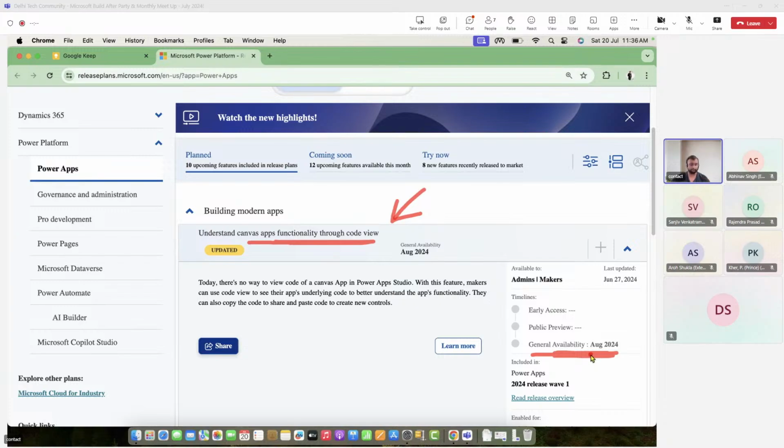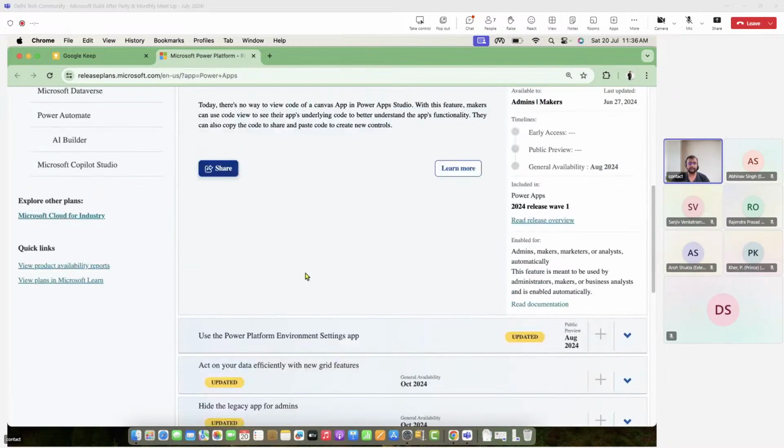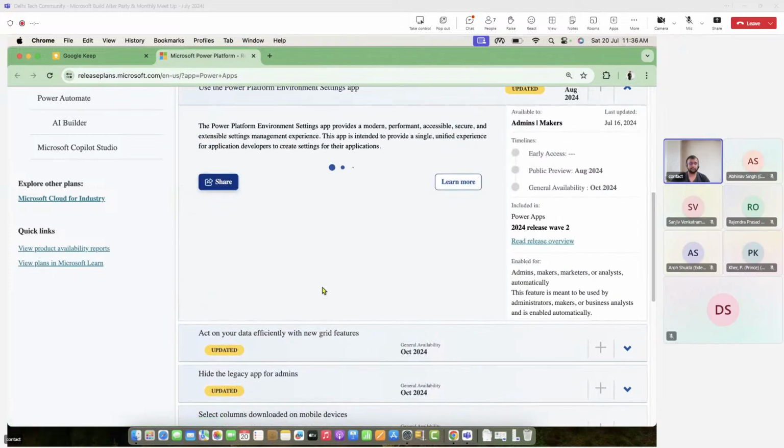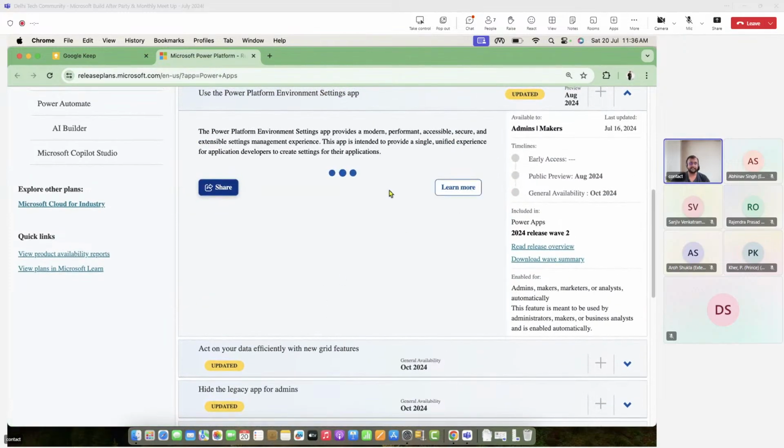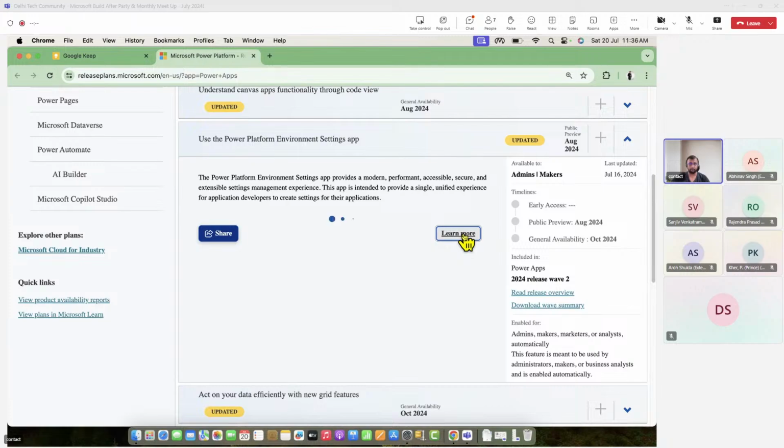The second important update around modern apps is for modern Power Platform settings. Now, what is the modern Platform setting? Let me talk about that in a while. Let me just open up this screenshot.